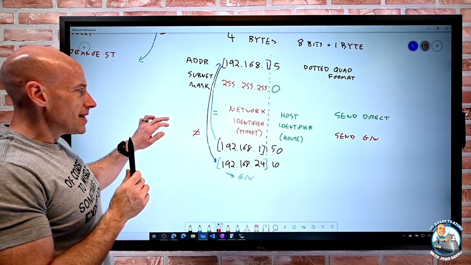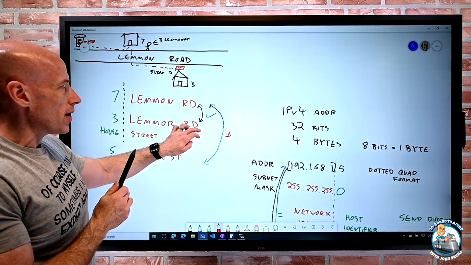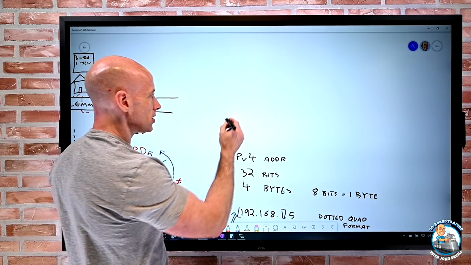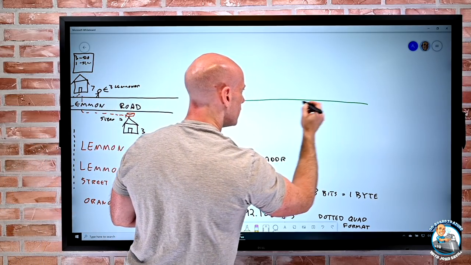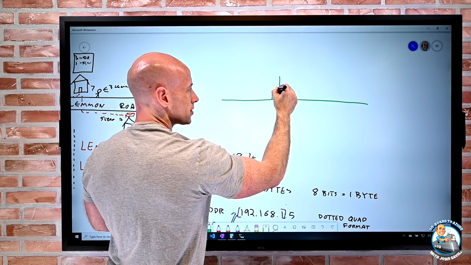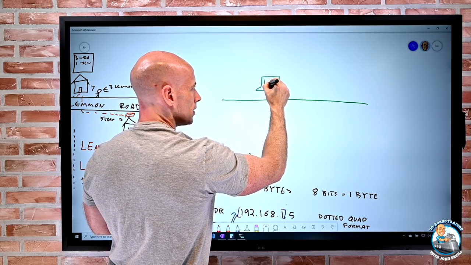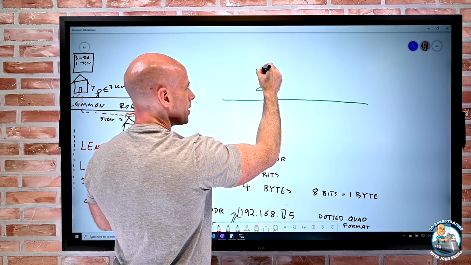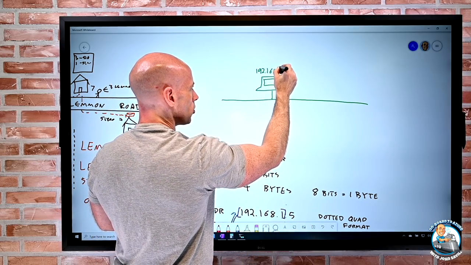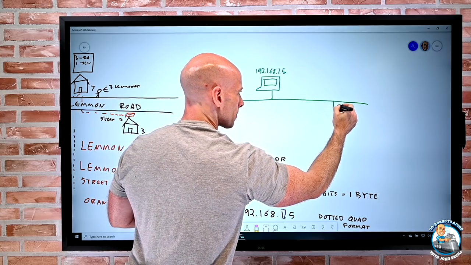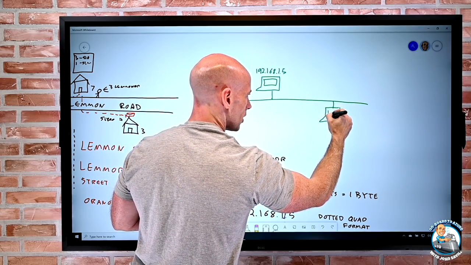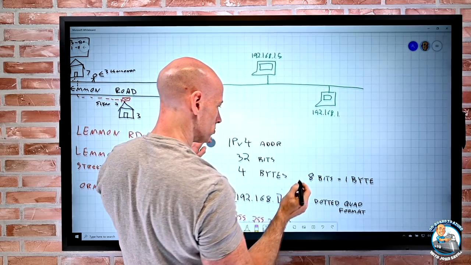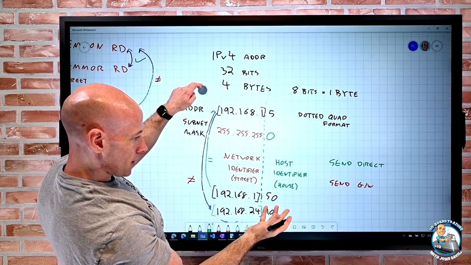Okay, so let's think about that for a second in the same way we had the house analogy. This time we just have the network wire and we have machines hanging off of it. So here, for example, I've got my machine. This could be my 192.168.1.5. And hey, I'm talking to a machine over here, 192.168.1.50.